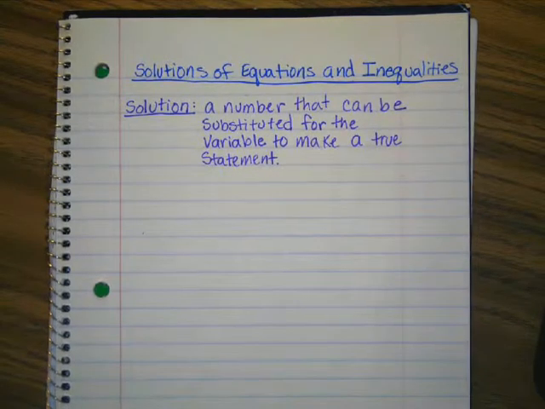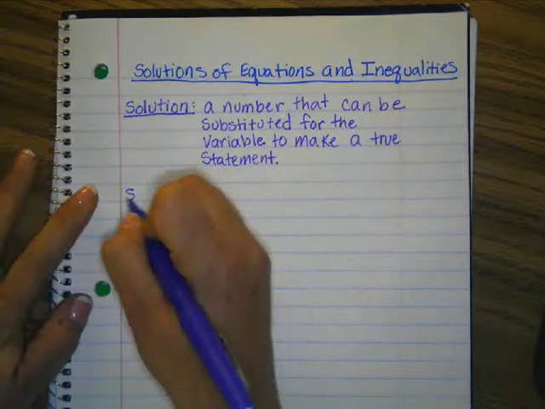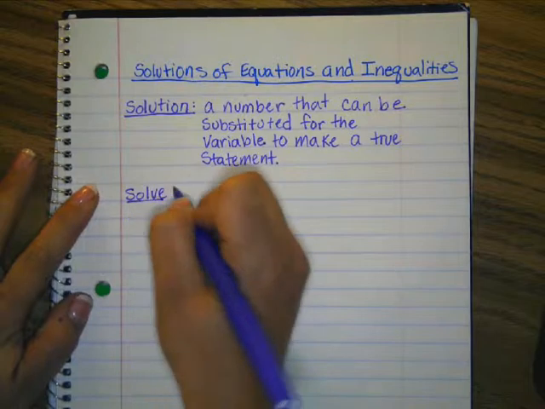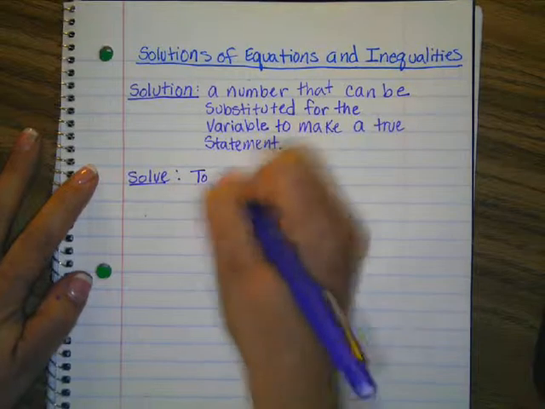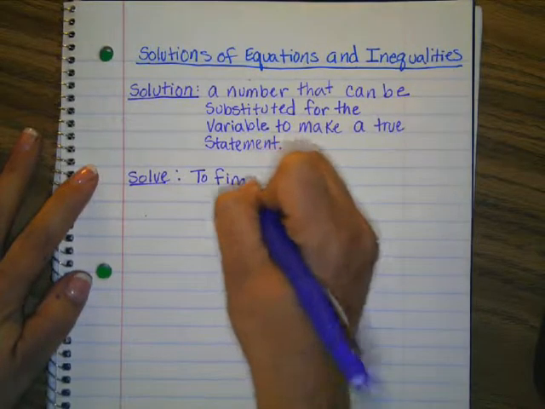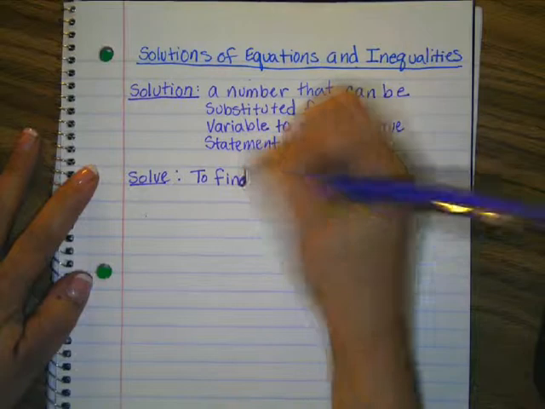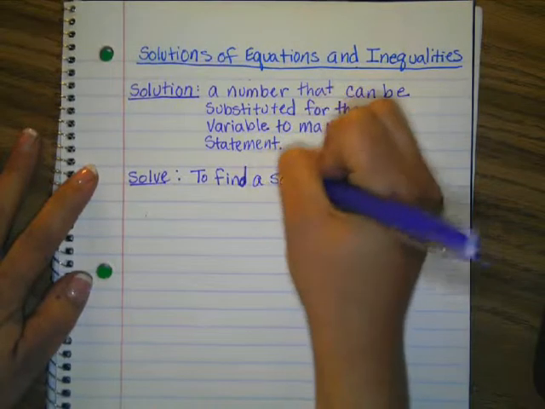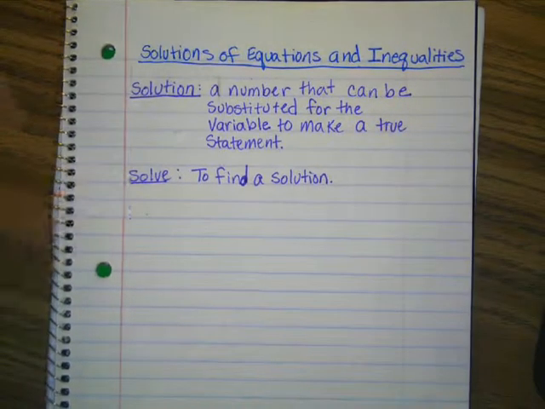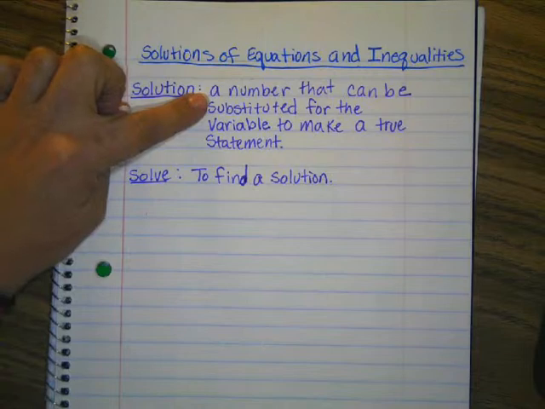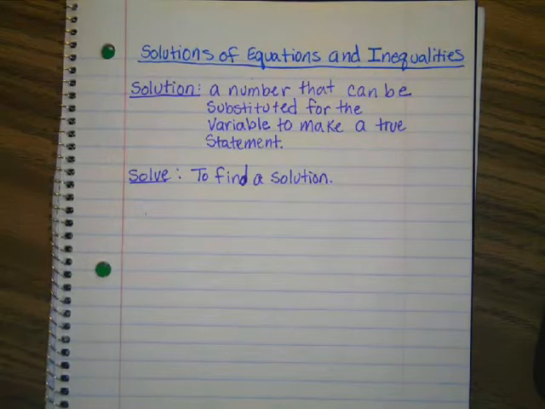We also need to know what it means to solve an equation. And literally that means to find a solution. There we go. A solution. So when we're solving, we're really looking for a number that could be substituted for a variable to make our statement true. So these two words are tied to each other, and you're going to see them in your directions.